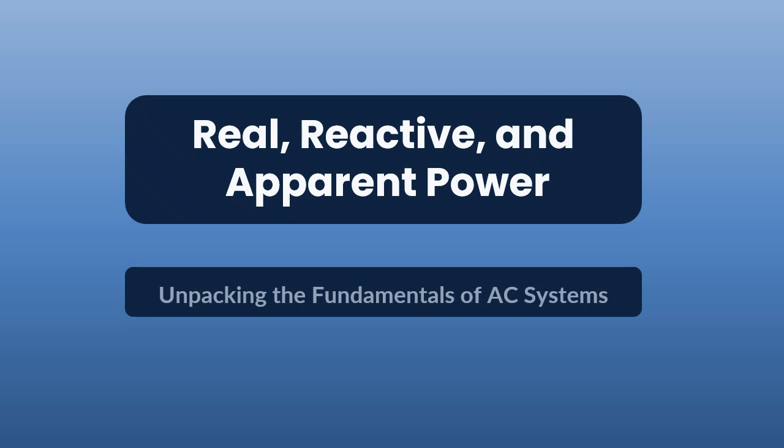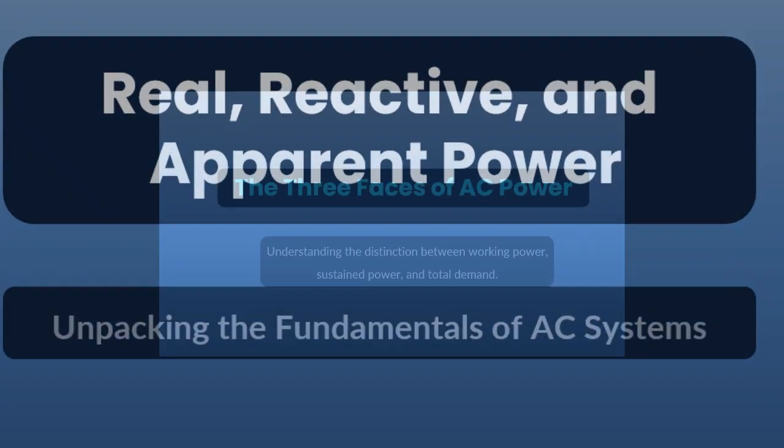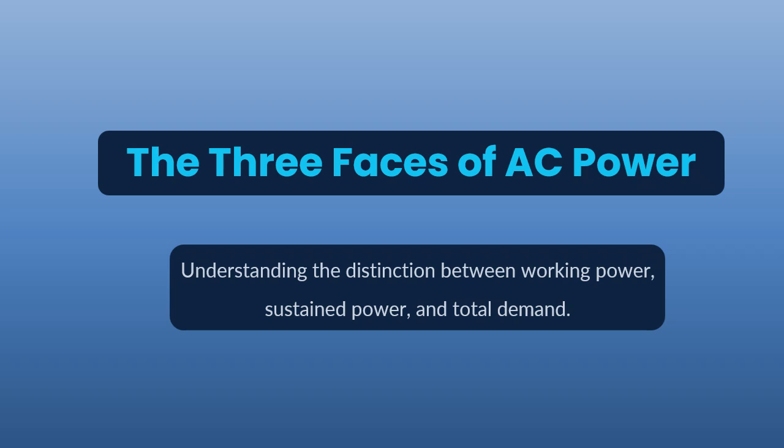Real, reactive, and apparent power. Unpacking the fundamentals of AC systems. Good morning. Today, we are diving into the essential concept of AC power in electrical systems, the distinction between real, reactive, and apparent power. Mastering these three components is fundamental to understanding electrical system efficiency, capacity, and cost.